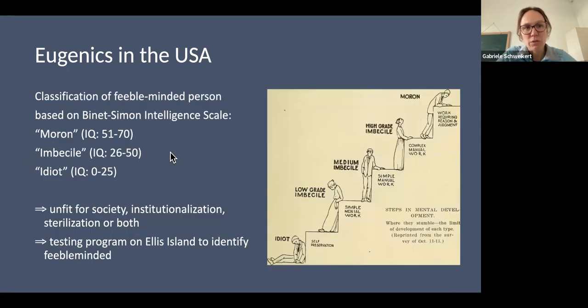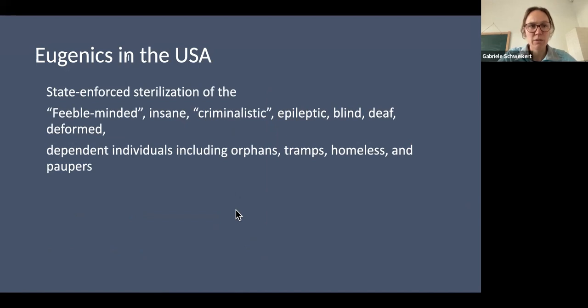They went on to define a classification of feeble-minded persons based on the Binet-Simon intelligence scale, the IQ scale, and then decided which of the individuals were unfit for society, which had to be institutionalized or sterilized, or both. And they also introduced testing programs on Ellis Island to identify the feeble-minded who would immigrate to the United States. So in many cases, it was also connected with race sciences, to be honest.